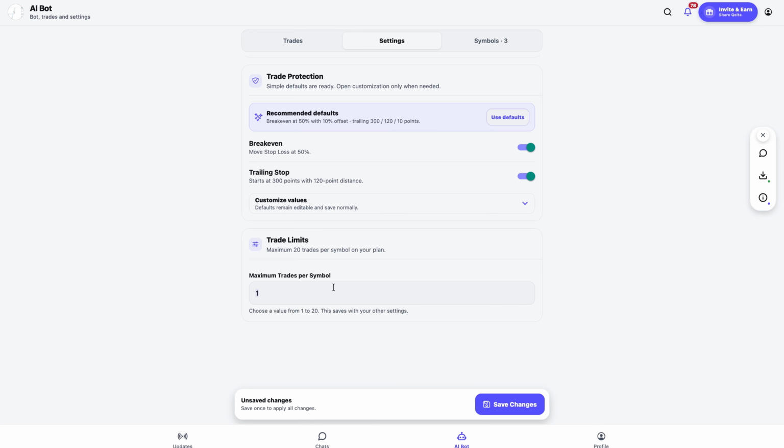And then on your trading limits, just make sure that you don't have a high maximum trades per symbol. I would rather get one trade or two per opportunity on gold. I cannot be having 10 trades because that will put my account at risk. So I would rather go for one or two, depending on my account balance.